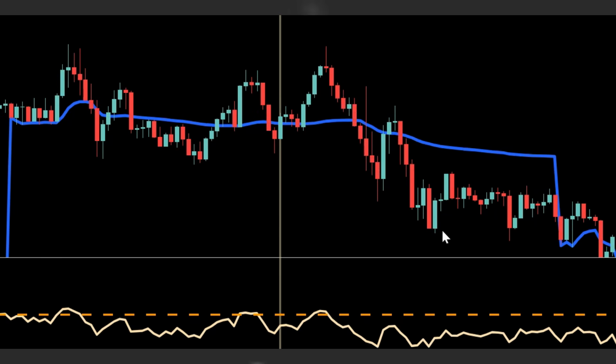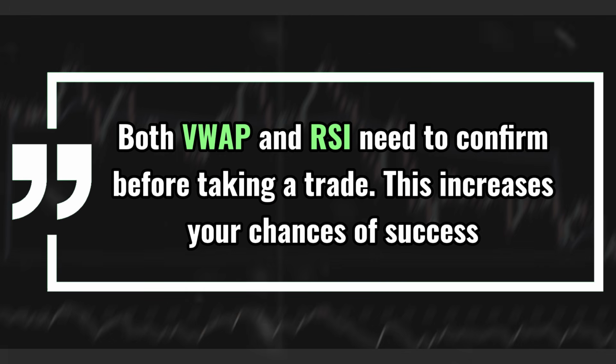This example shows why we never rely on just one tool. Both VWAP and RSI need to confirm before taking a trade. This increases your chance of success.